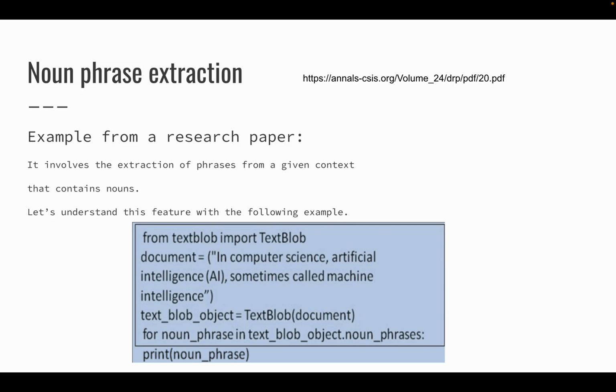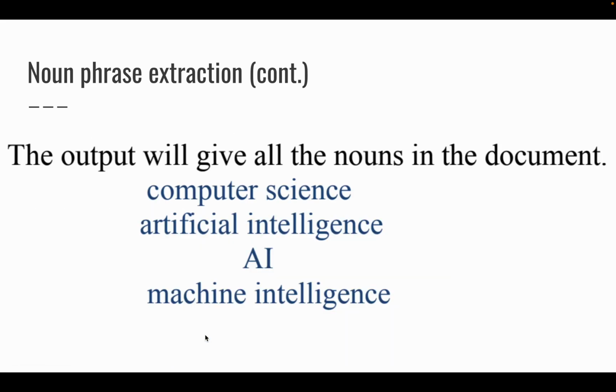So the first thing I want to talk about is noun phrase extraction. I got this example from this research paper here if you want to check that out. Here you can see that we import TextBlob, we create a sentence that we want to analyze, and then we create a TextBlob object using that string. Then we call the TextBlob object's noun_phrases to get the noun phrases of that TextBlob, and then we just loop through them and print them out. The output of that is what you see here: computer science, artificial intelligence, AI, and machine intelligence. So you can see that it was successfully able to extract the noun phrases from the sentence that we provided it.